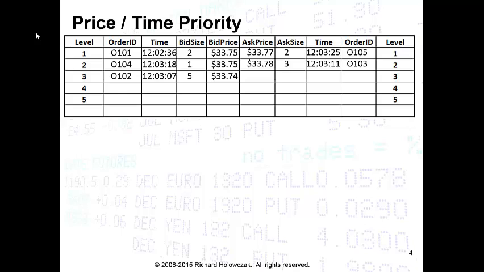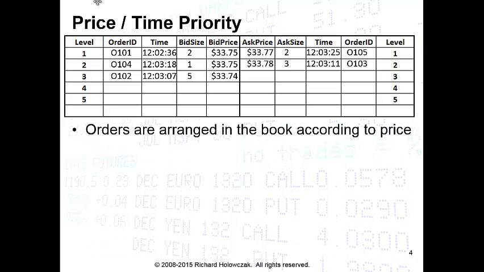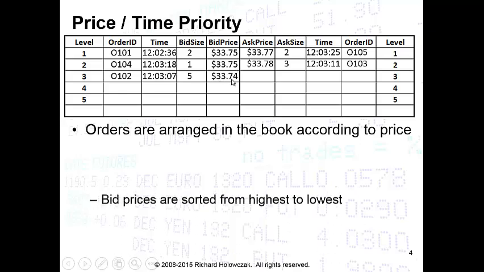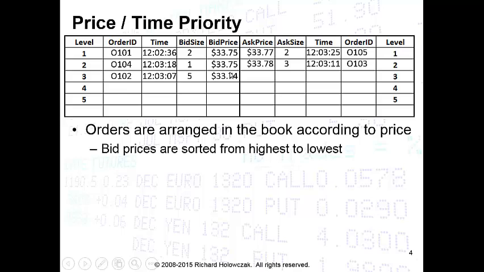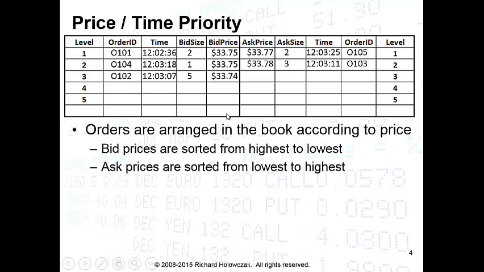The exchange will arrange the orders in the book according to what we call a price time priority. Basically, what this means is orders are arranged in the book first according to price. And so again, if we look at this example, we can see that the bid side prices are arranged here: 33.75, 33.75, and then 33.74. So bid prices are sorted from highest down to lowest. On the ask side, prices are sorted from lowest up to the highest.